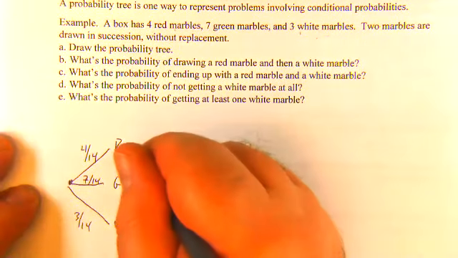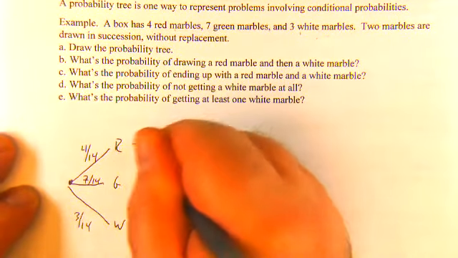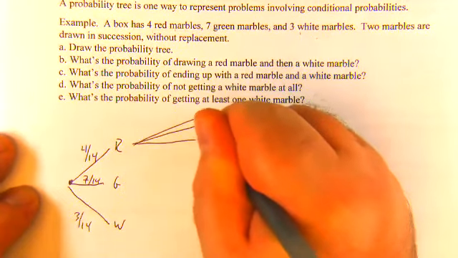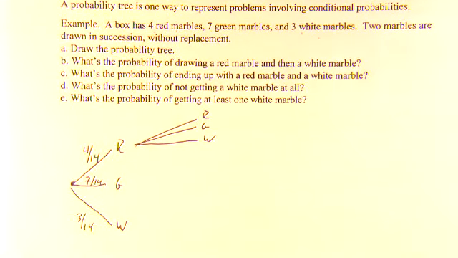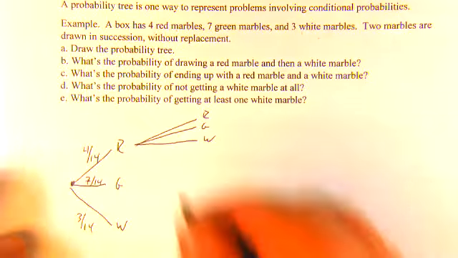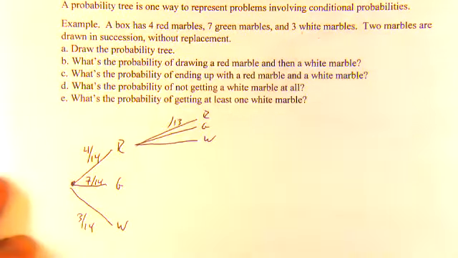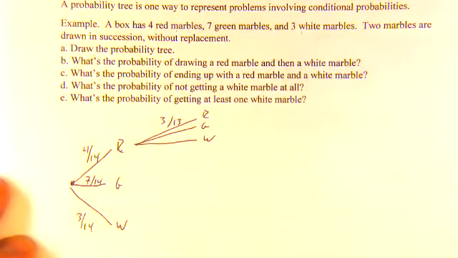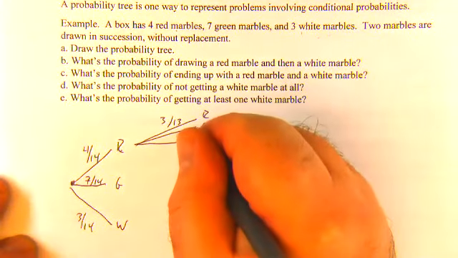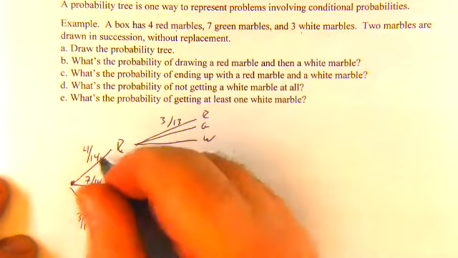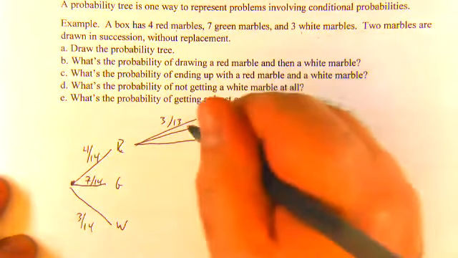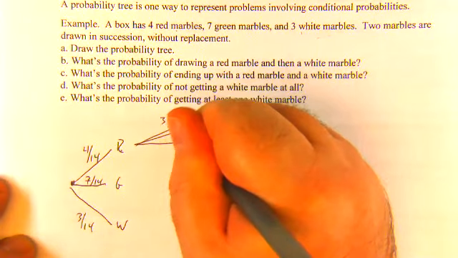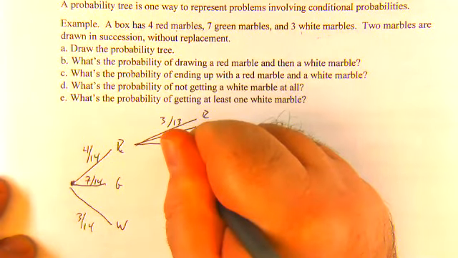Now, the second marble can be red, green, or white. But what's the probability of getting a red marble on the second draw? Well, we took 1 marble out and put it aside. So there's only 13 marbles left in there. If I picked 1 red out, how many red are left? Well, 3. What's the probability of getting a green marble once I've taken out 1 red marble? Well, that's going to be 7 out of 13, and then getting a white marble would be 3 out of 13.